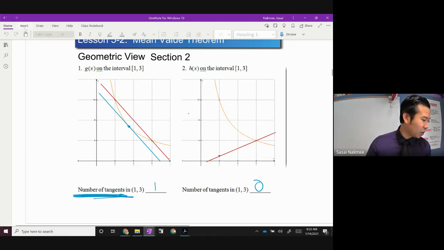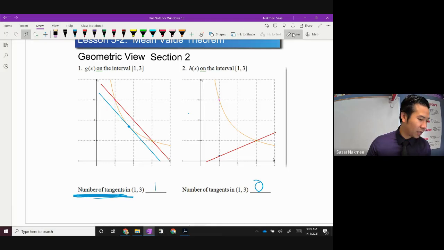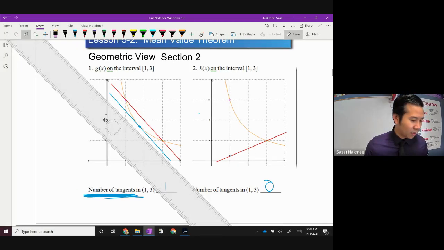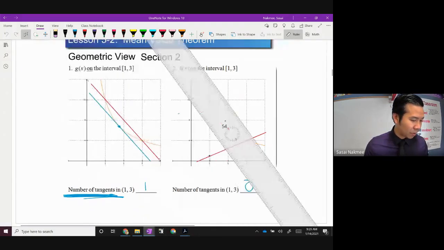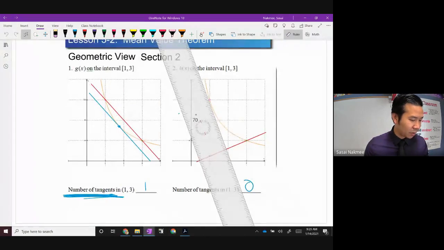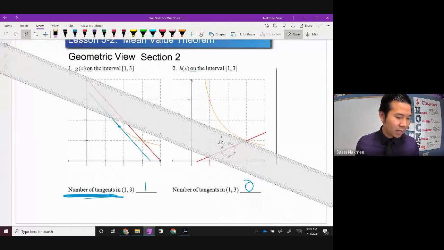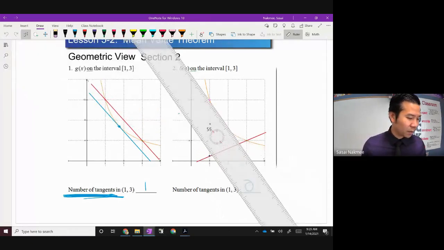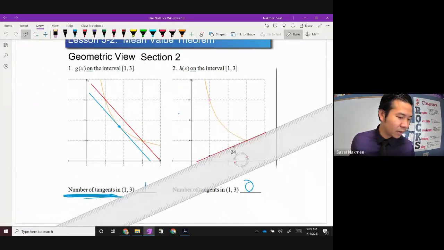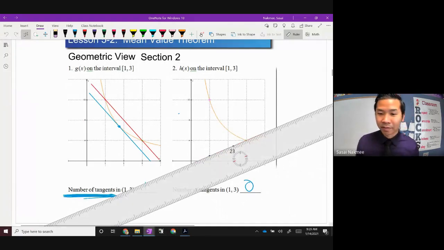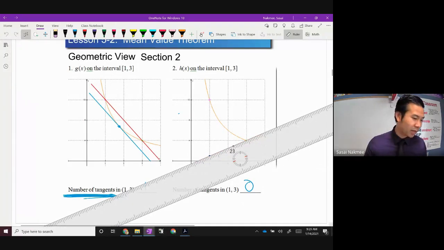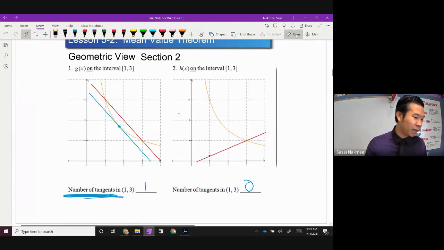And when I was using my ruler, I was looking for a tangent line. So when I run this ruler along right here like so, none of these tangent lines as I run along here are parallel to the secant line. None of them are parallel. So how many tangent lines are there that are parallel? There are 0 tangent lines that are parallel to this secant line that I have drawn. So that's what we discussed last time.